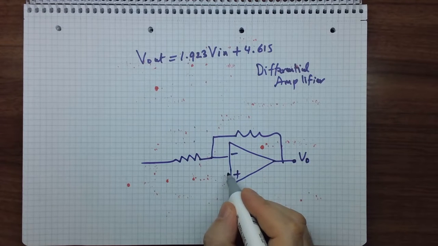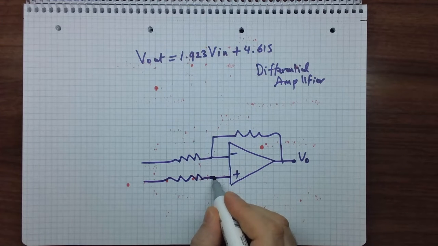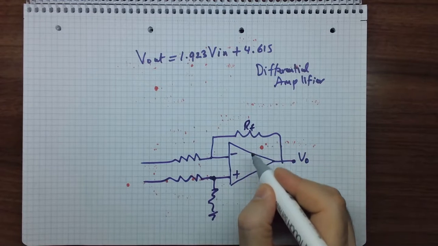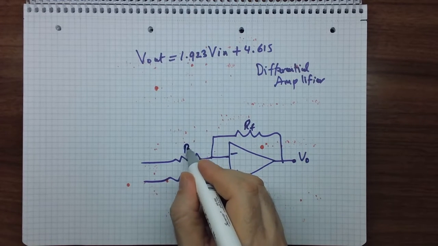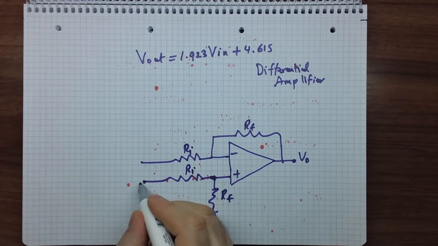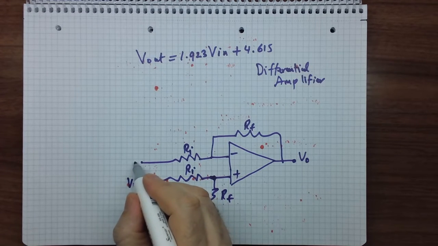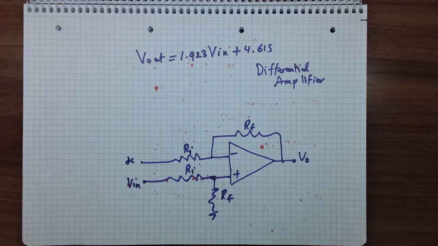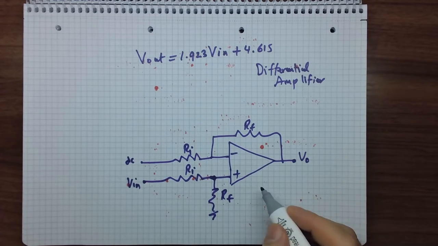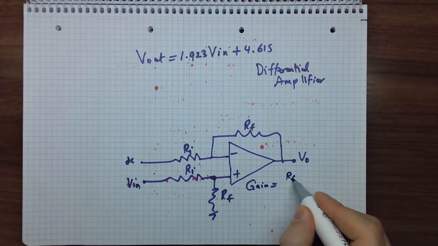We have this resistor RF, and this is RF. This is RI, and this is RI. Here, this one should be Vn. Okay, and we have a DC voltage here, DC. So Vn minus DC multiplies by the gain. The gain here, the gain of this differential amplifier is equal to RF over RI.